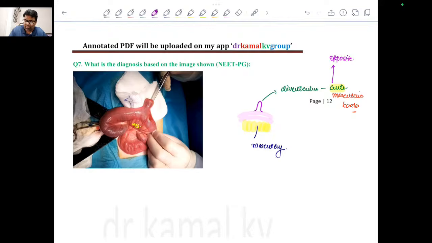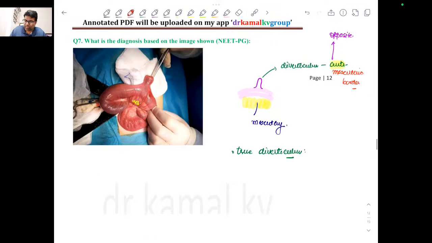So it means the diverticulum is originating from the other border of the gut, which is exactly opposite to the attachment of mesentery. So this is one important clue, anti-mesenteric border, and this is the diverticulum arising from that area. Now another clue is that this diverticulum is having all the layers of the gut. So this is a true diverticulum, right? So it is a true diverticulum, as it is having all the layers of the gut.